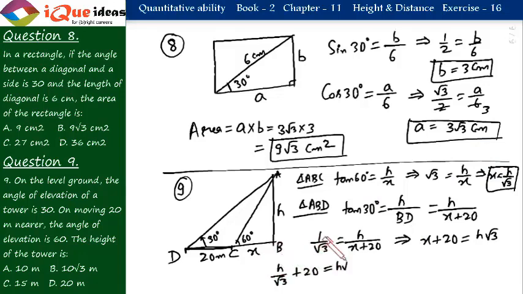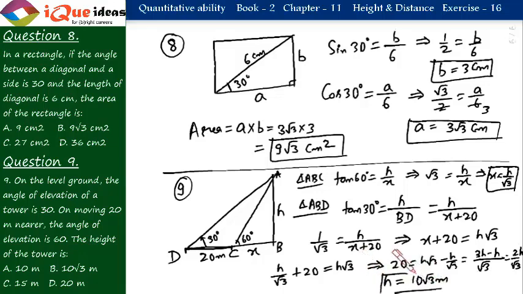So from here we get 20 is equal to H root 3 minus H by root 3. Take the LCM as root 3, and you will get 3H minus H, and that will be 2H upon root 3. So 20 is equal to 2H upon root 3. So 2 cancels 20 ten times, and we have H is equal to 10 root 3 meters. Alright, so this is the final answer of this question.